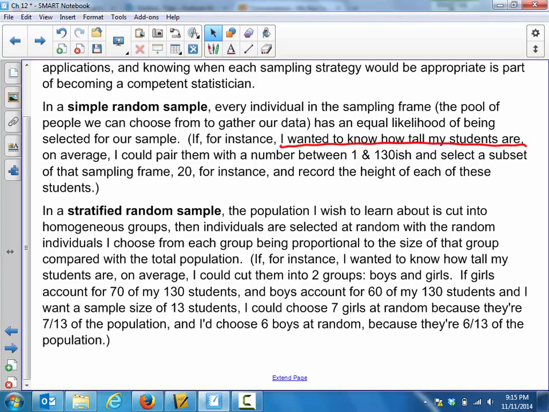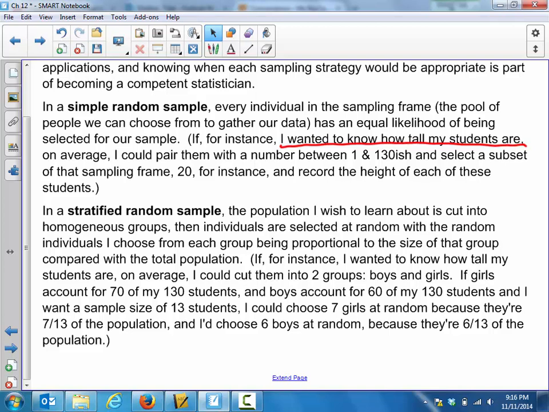Okay? In a stratified random sample, the population I wish to learn about is cut into homogeneous groups. That means same. They look similar. Then individuals are selected at random, with the random individuals I choose from each group being proportional to the size of that group compared with the total population. Okay, let's back up. Individuals are selected at random, proportional to the size of that group compared with the total population.